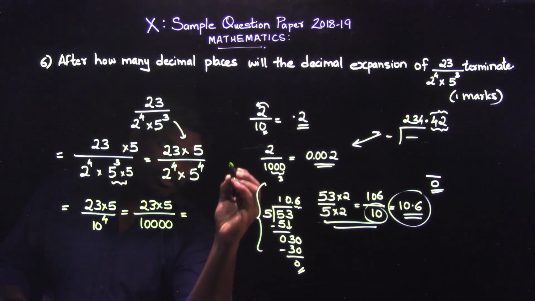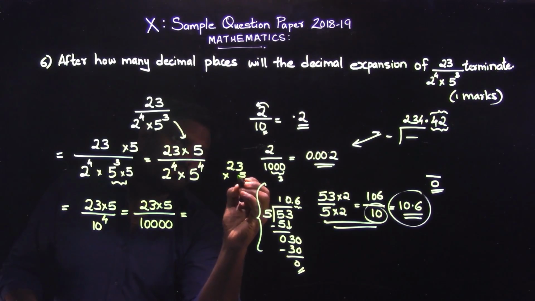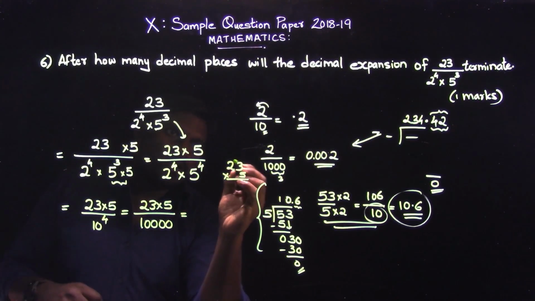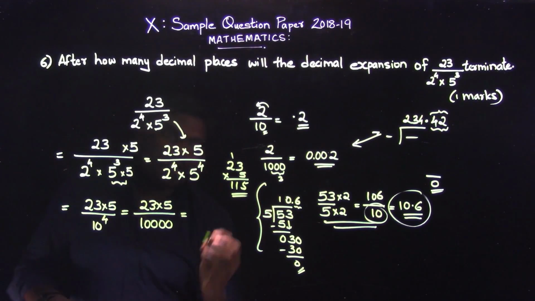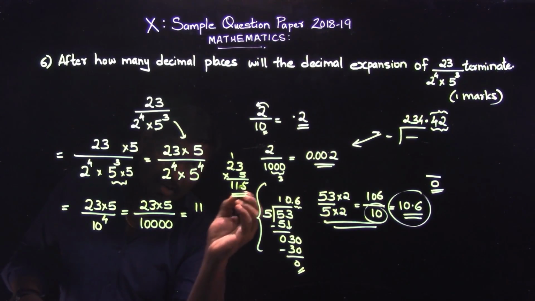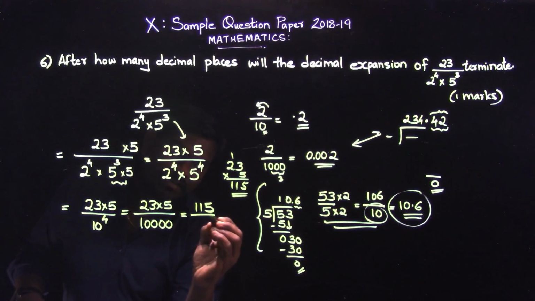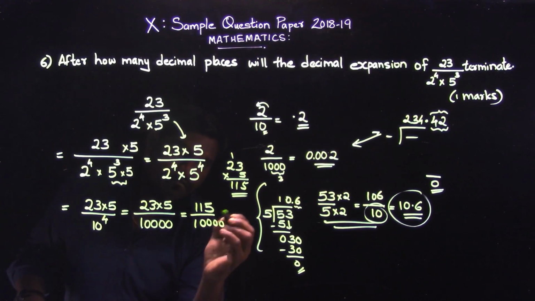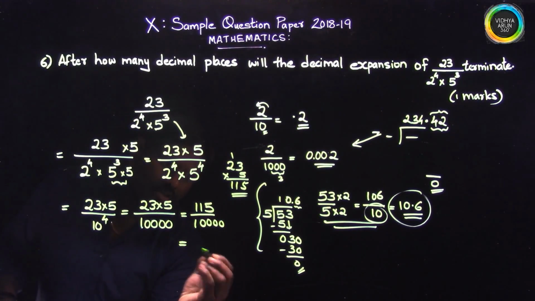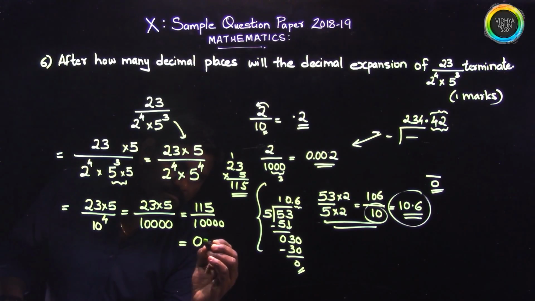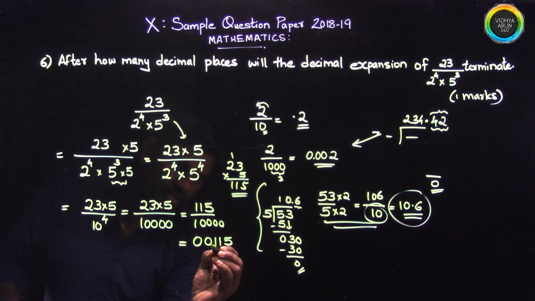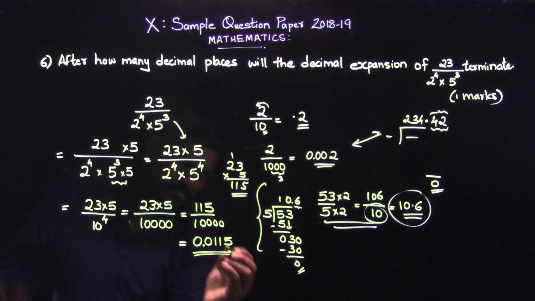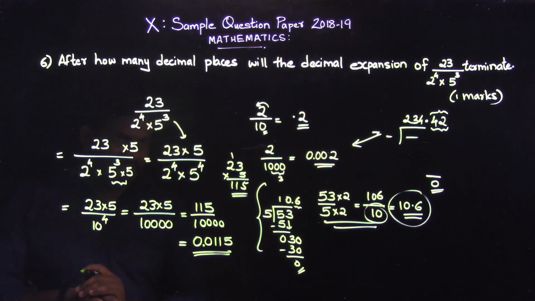When you multiply 23 into 5, you will get 115. So 115 by how many zeros? 4 zeros. So shifting to your left side, I'm adding some zeros so that I can easily shift: 1, 2, 3, 4 places. So this is how you get it.